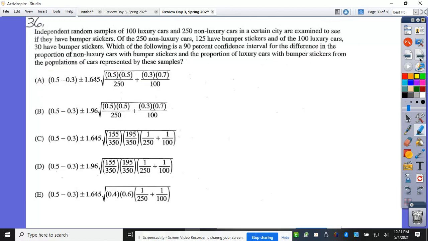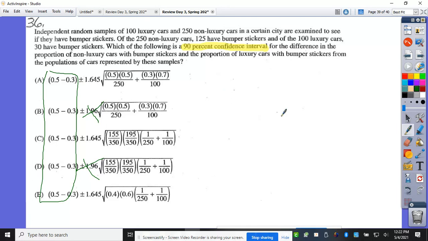All right, so I only got two more. Independent random samples of 100 luxury cars and 250 non-luxury cars in a certain city are examined to see if they have bumper stickers. Of the 250 non-luxury cars, 125 have bumper stickers. And of the luxury cars, 30 have bumper stickers. We're doing a 90% confidence interval. We're doing Z because it's proportions. So looking through here, what is our Z for 90%? 1.645. So it's not this one. It's not this one. All of them say 0.05, 0.5 minus 0.3, so we don't have to worry about any of this. We just have to worry about this part.